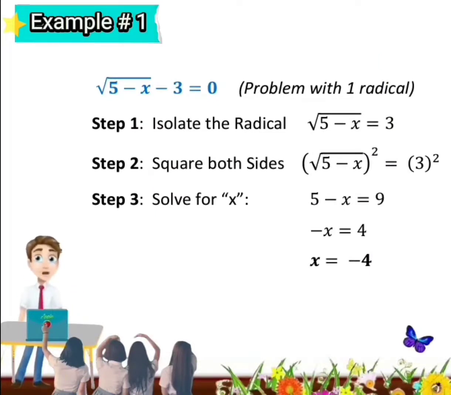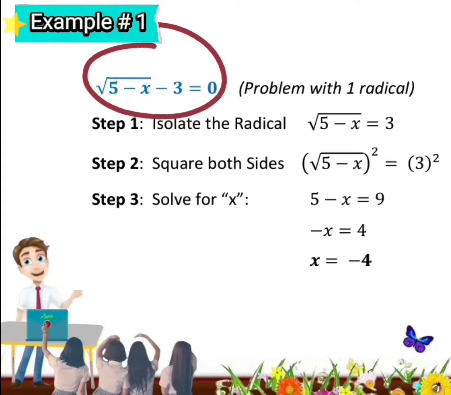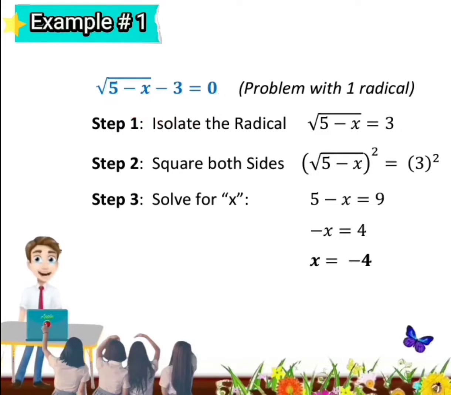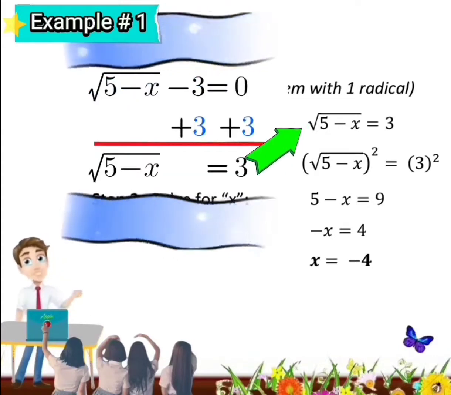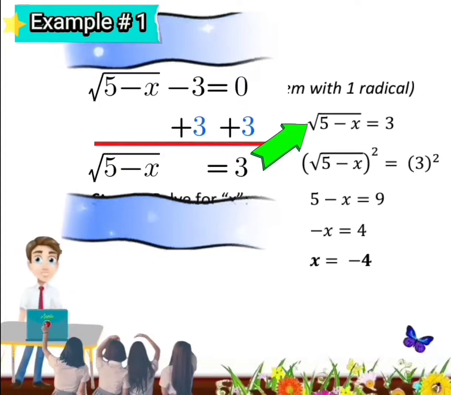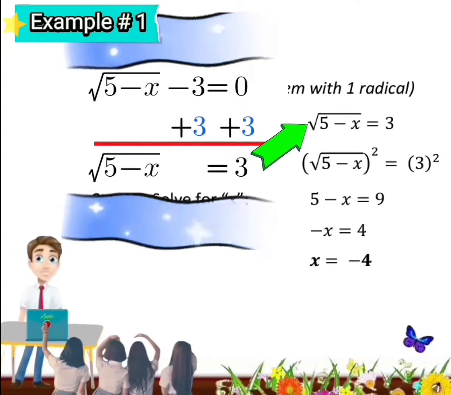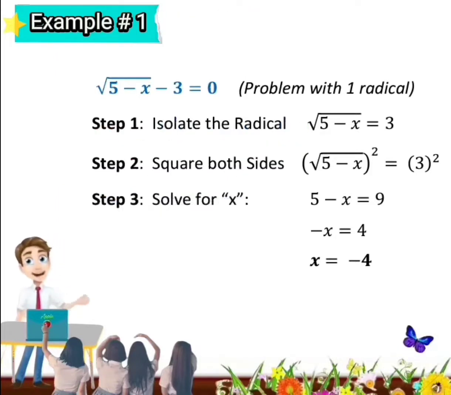Example number 1 is the square root of 5 minus x minus 3 equals 0. So this problem contains only one radical. So how do we solve it? The first step is to isolate the radical. By addition property of equality, we are going to add positive 3 on both sides so that negative 3 will be moved to the right side. Then after which, step 2 is square both sides.